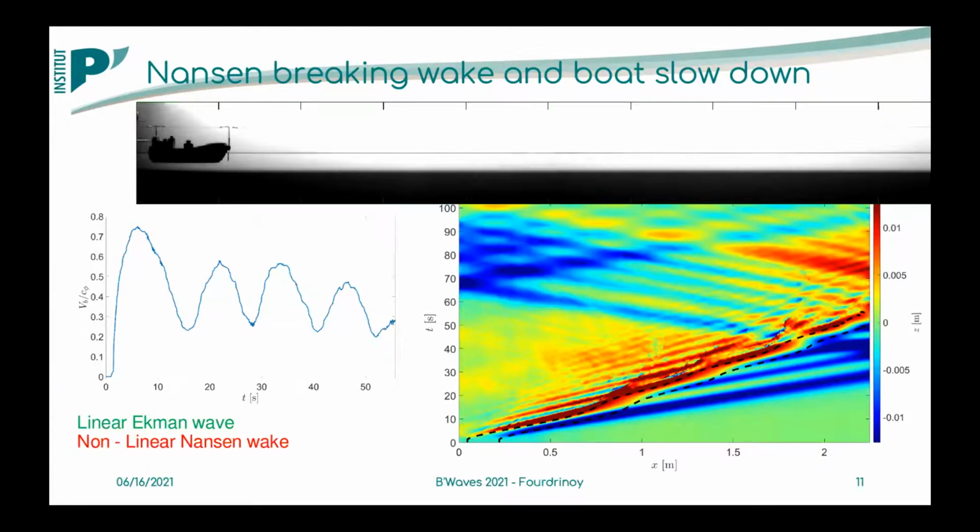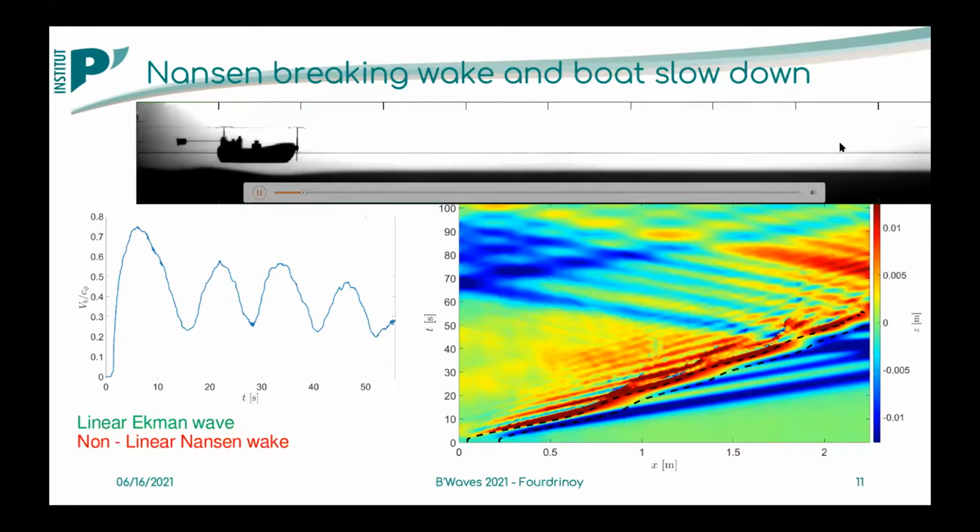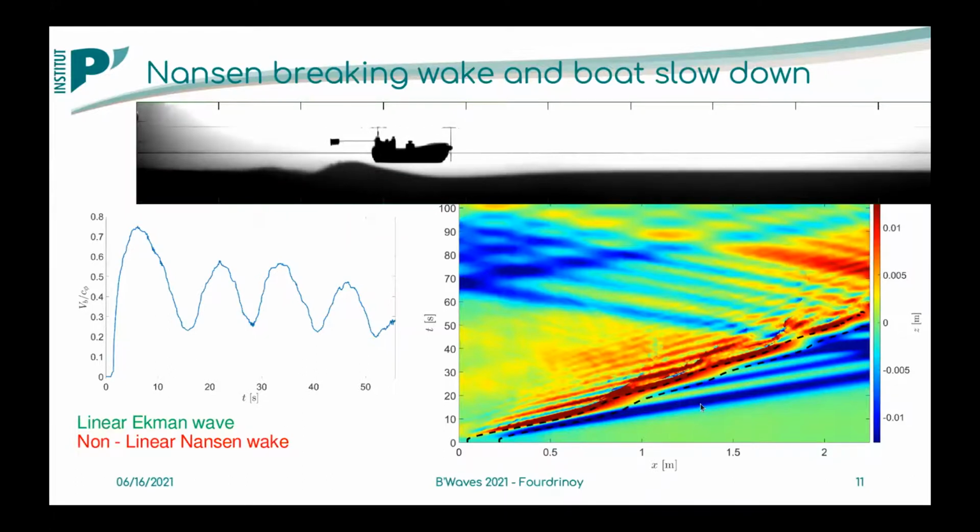So the same measurements are carried out as before: time interface detection and measurement of the boat speed. And we still distinguish two wave systems. Here it's the Ekman wave escaping from the bow. Here the Nansen wake, but with an internal breaking wave. As predicted by the simulation, the speed oscillations have high amplitudes, and wave amplitudes are also much greater in the presence of lateral confinement. However, the Ekman wave does not appear to be altered by the breaking Nansen wake.